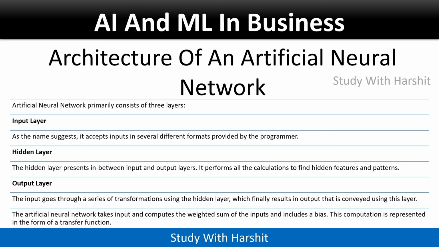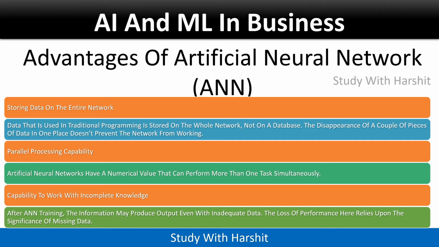Advantages of artificial neural networks: storing data on the entire network. Data that is used in traditional programming is stored on the whole network, not in a database. The disappearance of a couple of pieces of data in one place does not prevent the network from working. Parallel processing capability.